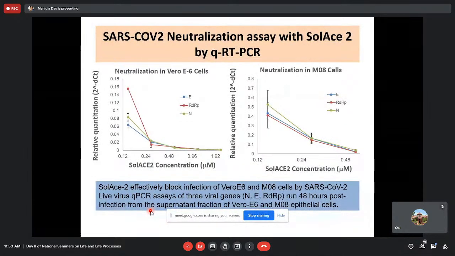The entry of the virus into the cells was also seen by qPCR. We took the cells after infection, both the Vero E6 cells and some oral carcinoma cells, which I will talk about a little later, the Vero E6 cells and the M08 cells. After infection, we lysed the cells and did the qPCR, and we see that the virus had entered, as compared to the uninfected cells.